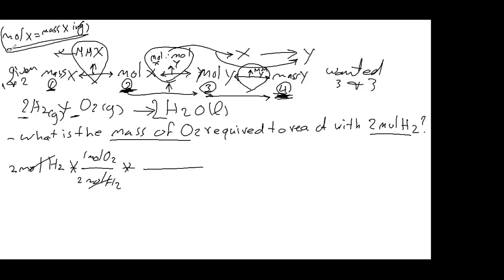Okay, this is the molar mass formula: 1 mole of X equals mass of X in gram unit. So here, I will put 1 mole O2, 32 gram, because it's O2. Be careful. It will be 16 times 2, because we have 2 oxygen. So it will give you 32 gram O2. Now do the math after you cancel mole O2. 2 divided by 2 gives you 1, and that will give you 32 gram O2. So this is the mass of O2 required to react with 2 mole H2.